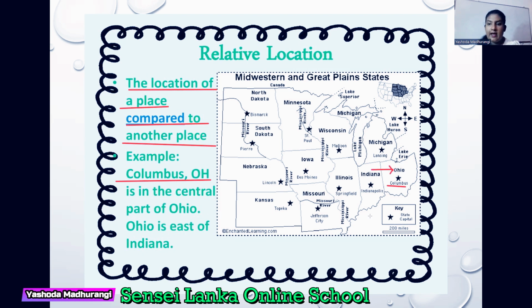If you know Indiana, you can find Ohio. If you know Ohio, you can find Columbus. So now do you understand? We are finding a place by using another place. That is relative location. Very easy to understand.